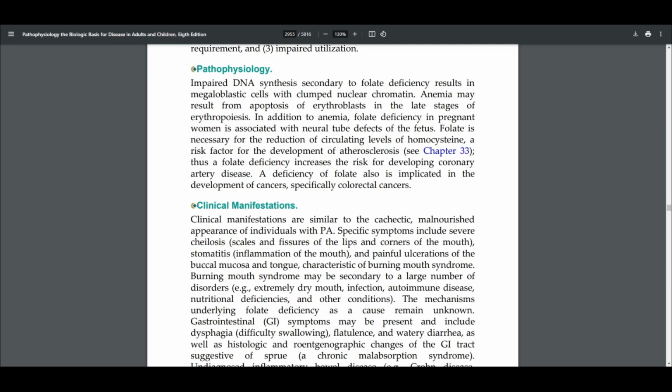In addition to anemia, folate deficiency in pregnant women is associated with a neural tube defect of the fetus. Folate is necessary for the reduction of circulating levels of homocysteine, a risk factor for development of atherosclerosis. Thus, folate deficiency increases the risk for developing coronary artery disease. A deficiency of folate also is implicated in the development of cancers, specifically colorectal cancer.